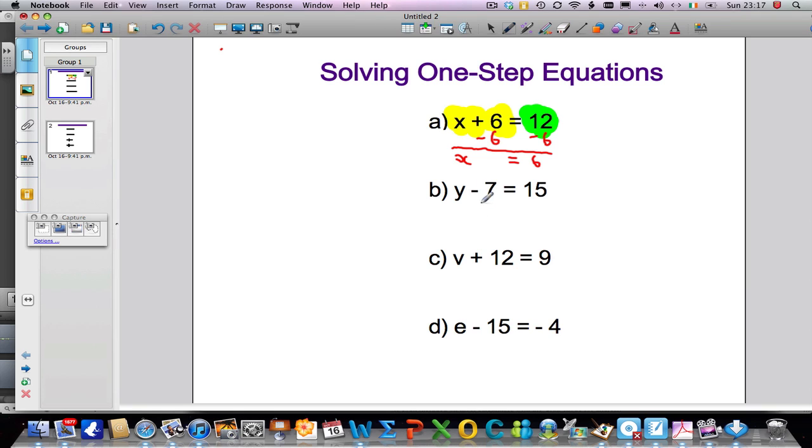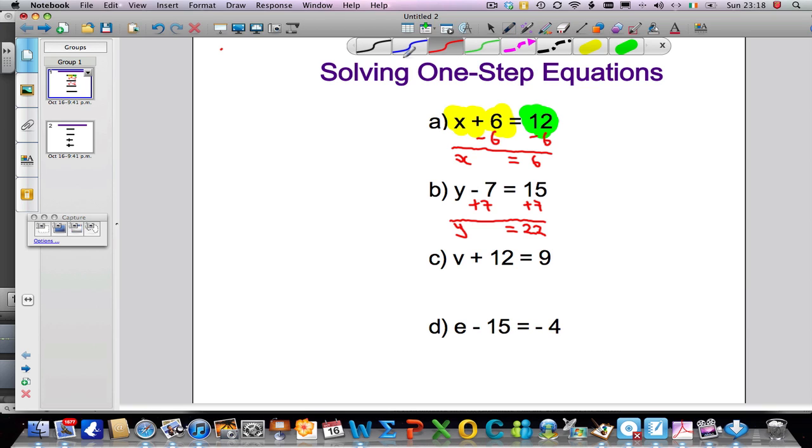The next one here, we have y take away 7 equals 15. Again, I want to get rid of that minus 7, so I'm going to add 7. But if I add 7 to this side, I must add 7 to this side, so I'm going to add 7 here. Let's draw a line underneath. The y, I haven't done anything with that, so it's still just y. And then minus 7 plus 7 is 0. The equal sign always stays underneath. And then 15 plus 7 gives me 22.